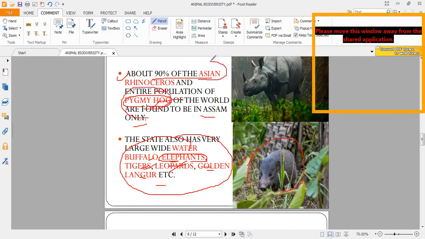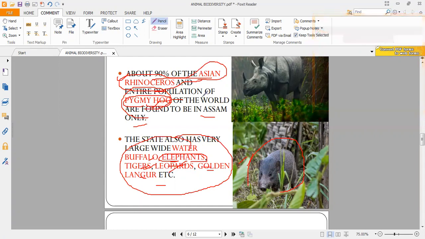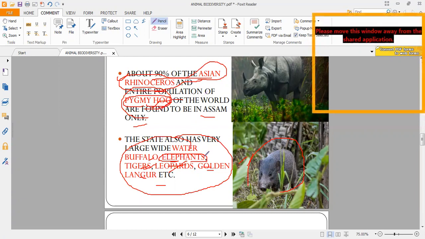So from the examination point of view, you have to see the different areas, wildlife sanctuaries and national parks where these particular animals dominate, where they are found mostly. For example, they may ask you in which sanctuary or national park the density of rhinoceros is maximum, in which national park we can find pygmy hog, where we can see elephant or leopard, golden langur, all these things. And in our classes, in future, we are going to discuss all these things.